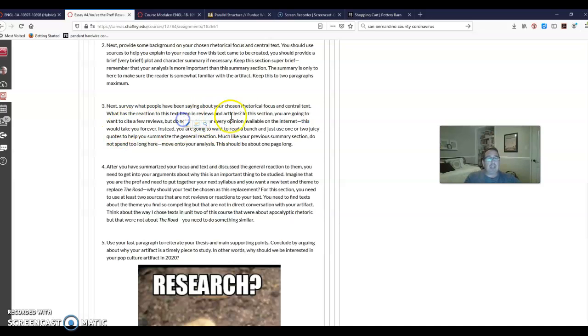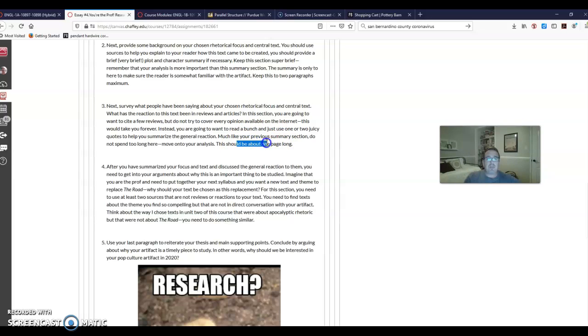As I note here again, you can't cover every opinion on the internet, so you just want to find like 2, maybe 3 representative opinions or voices talking about your rhetorical focus in the central text, right? You can't cover everybody, so you need to find someone who is for it, someone who's against it. Like a couple representative points of view, right?